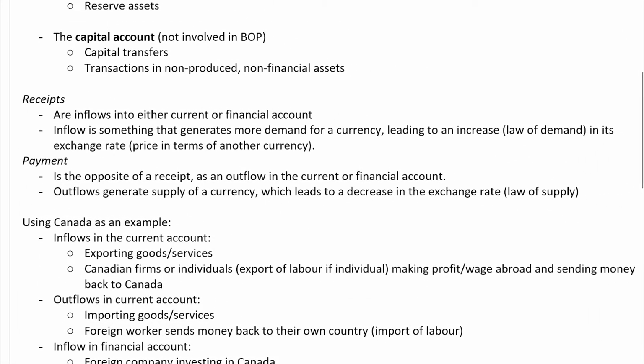Receipts are inflows into either the current or financial account. An inflow is something that will generate more demand for a currency, leading to an increase in its exchange rate. A payment is the opposite of a receipt, and is an outflow to either the current or financial account. An outflow will generate a supply of a currency, which leads to a decrease in the exchange rate. Let's look at some of the examples of inflows and outflows to the current and financial account of Canada.